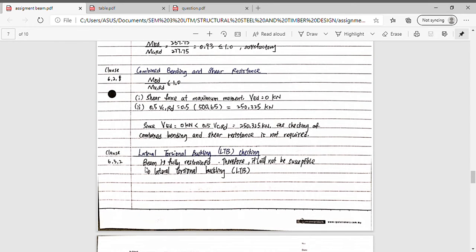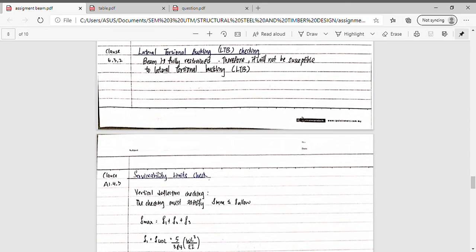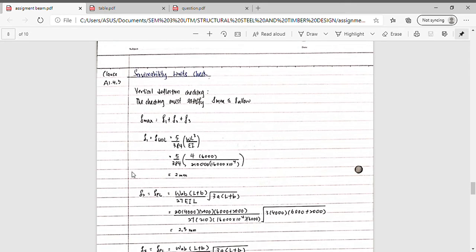And then we go through the lateral torsional buckling, LTB, checking. Because our designed beam is restrained, it is not required to calculate the lateral torsional buckling. And lastly, we go through the serviceability limit check.